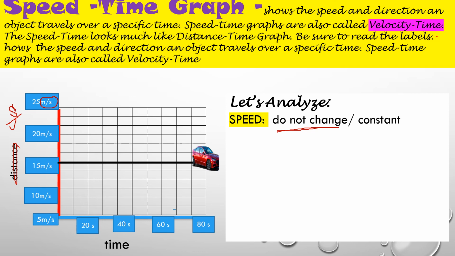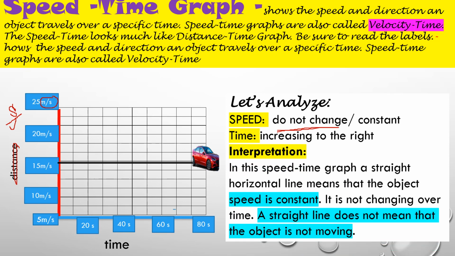Pero ang time, ano nangyari sa time? Ang speed niya hindi nagbago, pero ang time, ano nangyari? Nag-increase. So, from 20 seconds, naging 80. So, yung time niya ay nag-increase to the right. Now, anong ibig sabihin? Hindi, itong black. Okay, ito yung kotse. So, ano ibig sabihin niyan?